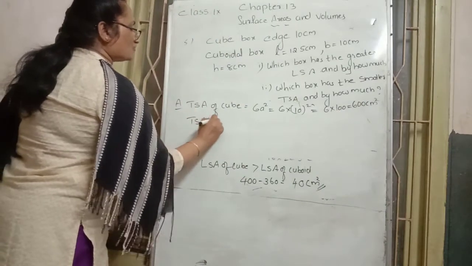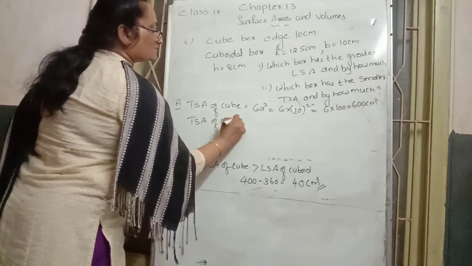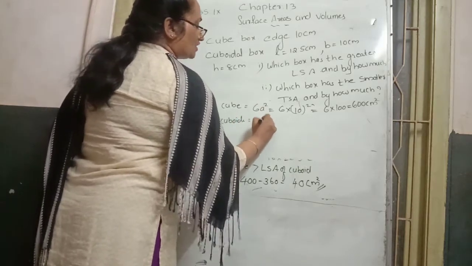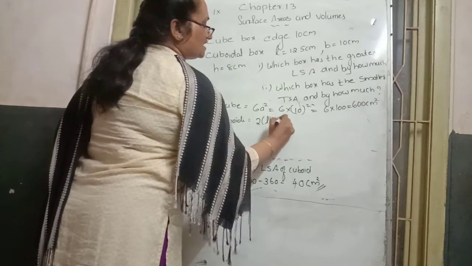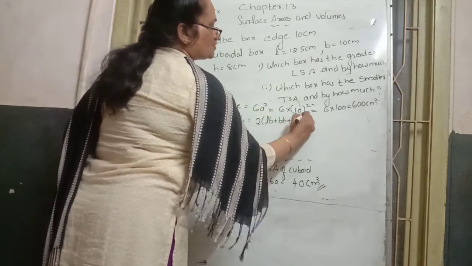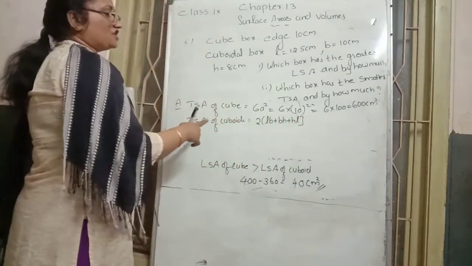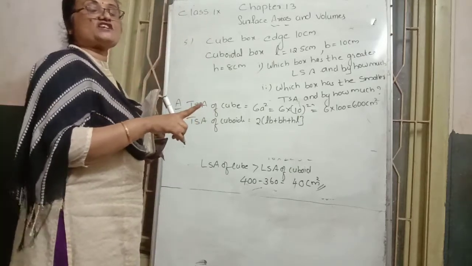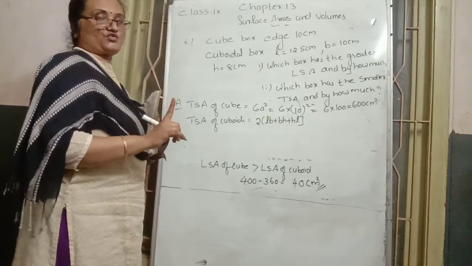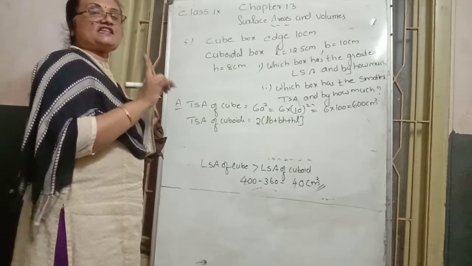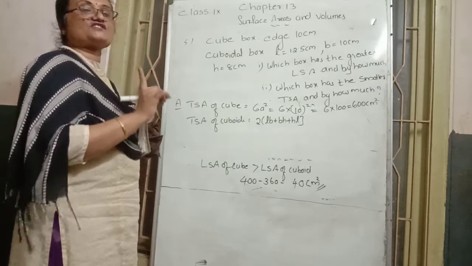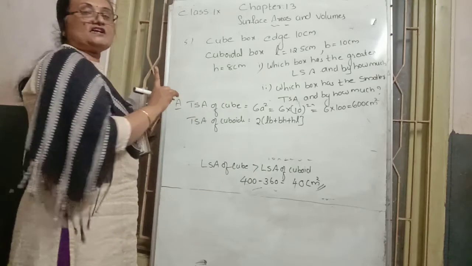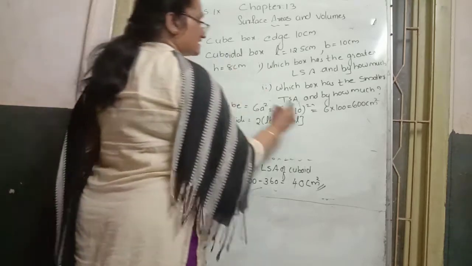In the same way, we want to find the TSA of the cuboid. What is the formula? 2 into (LB + BH + HL) is the formula for finding the TSA of a cuboid. TSA means total faces of a cuboid. A cuboid also has 6 faces, and adding those 6 face areas gives the total surface area. That's why 2 is common. We derived that formula in the last class.